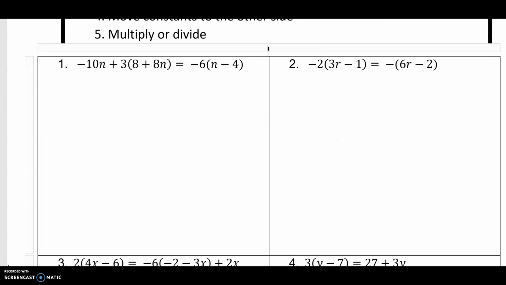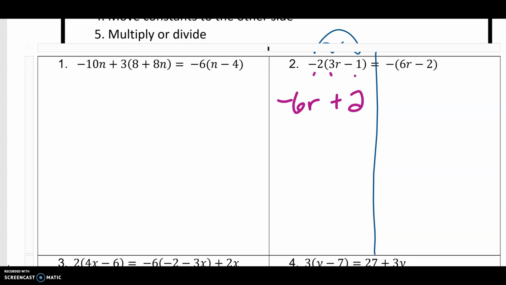So the first thing I'm going to do is draw my line where my equal sign is. I'm going to look for anything I can distribute. So on my left side, I can distribute this -2 into my parentheses. So -2 times 3r is going to give us a -6r. -2 times -1 is going to give us a +2. Negative times negative gives us positive.